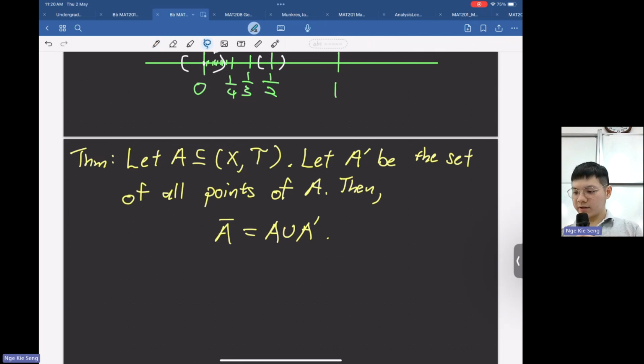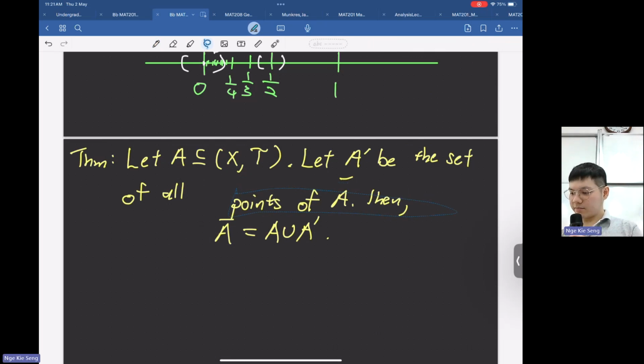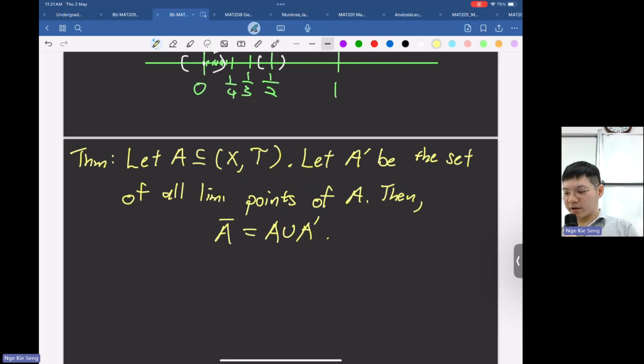Oh, sorry, all limit points, I skipped it. Sometimes my hand cannot work with my brain. So just check with me if I make some mistake.